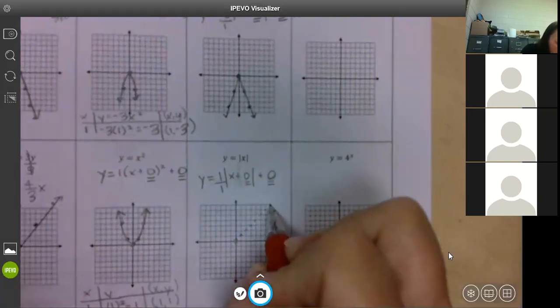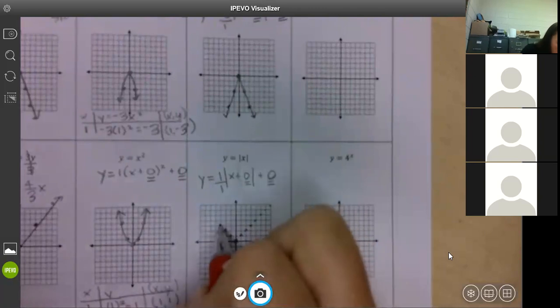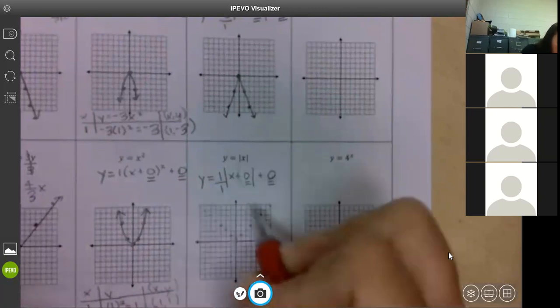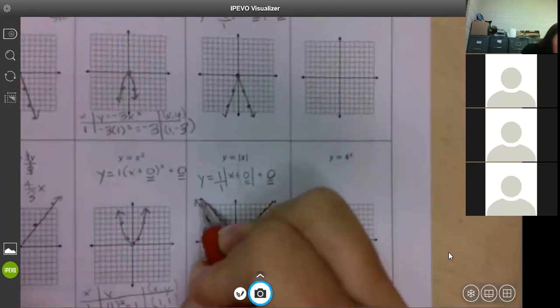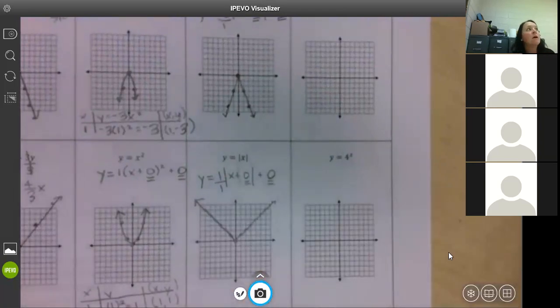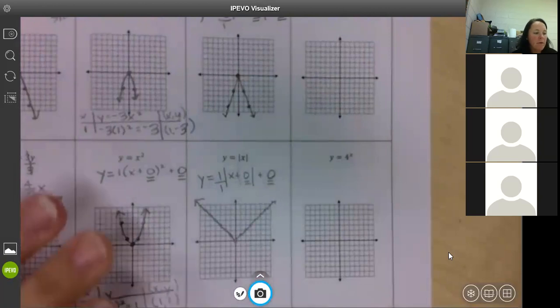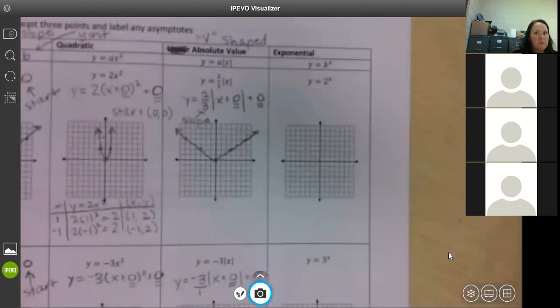And then how do we get the other side? We just mirror it. And again, you don't have to do all these points. It's just so you guys can see what it's supposed to look like. Any questions on absolute value? All right, we're going to go to exponential.